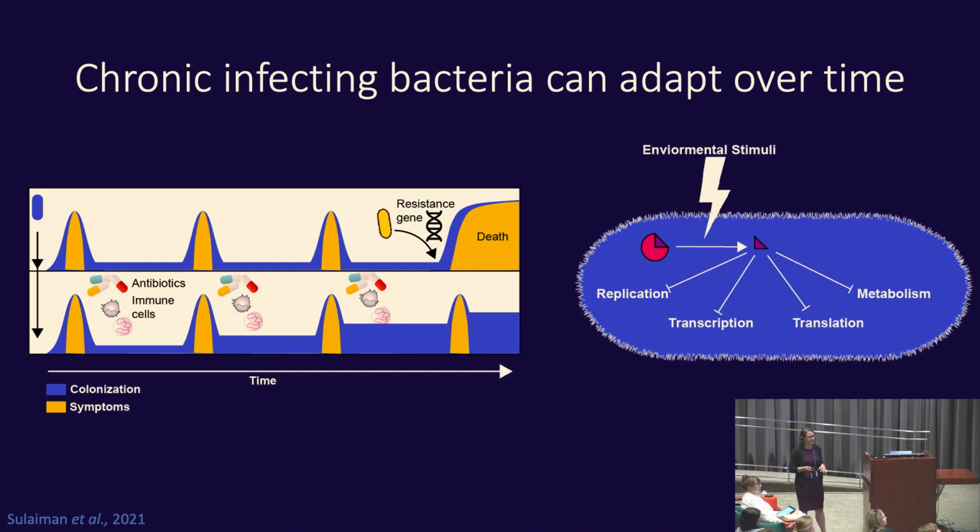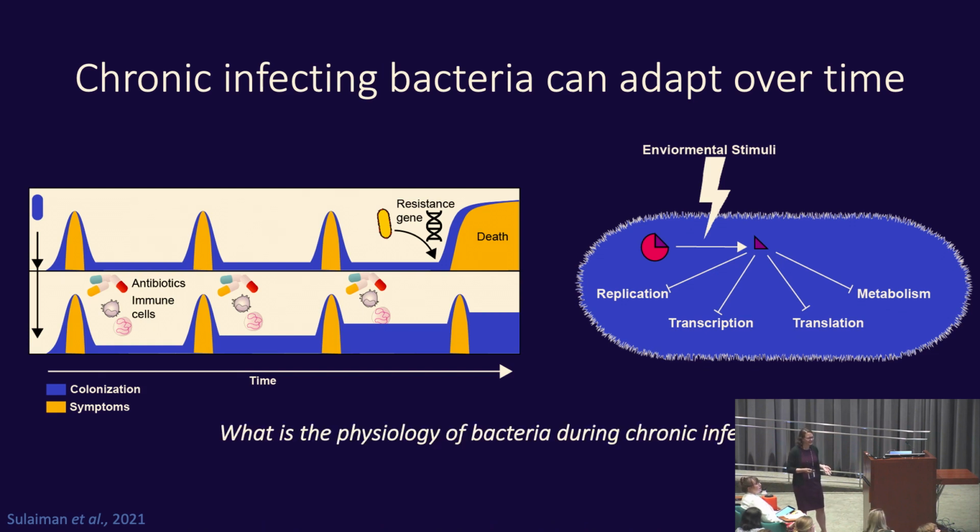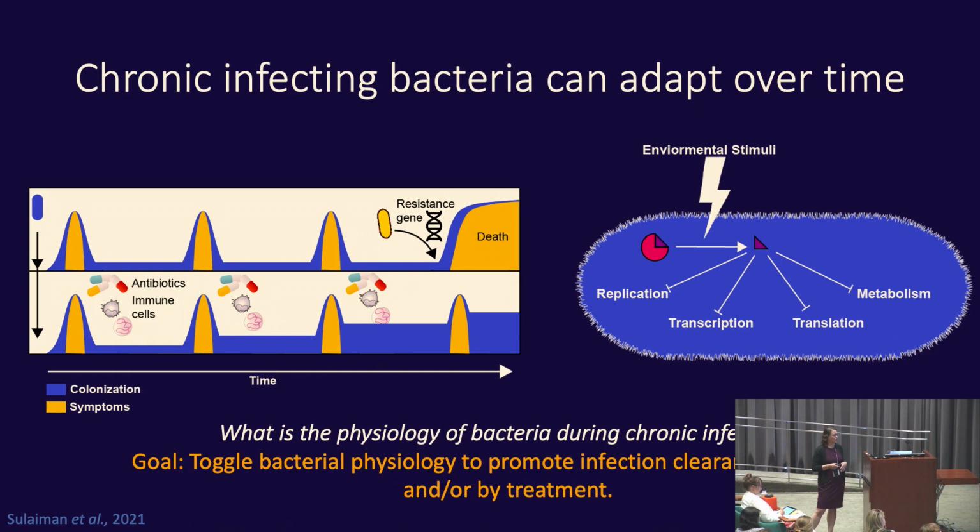So for my postdoc, I wanted to step back and ask a slightly naive question, and that is, what is the physiology of bacteria during chronic infection? Most of the data we know is based on in vitro data, putting bacteria with antibiotics, not necessarily immune cells or all these different other stresses that they are exposed to. And so I wanted to take this approach for my postdoc, with my main goal being able to toggle bacterial physiology to promote clearance by the host or even just by treatment.